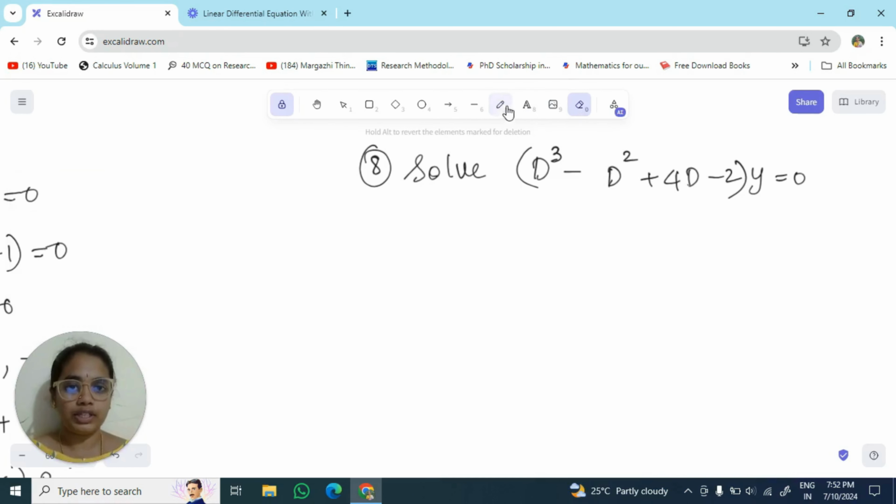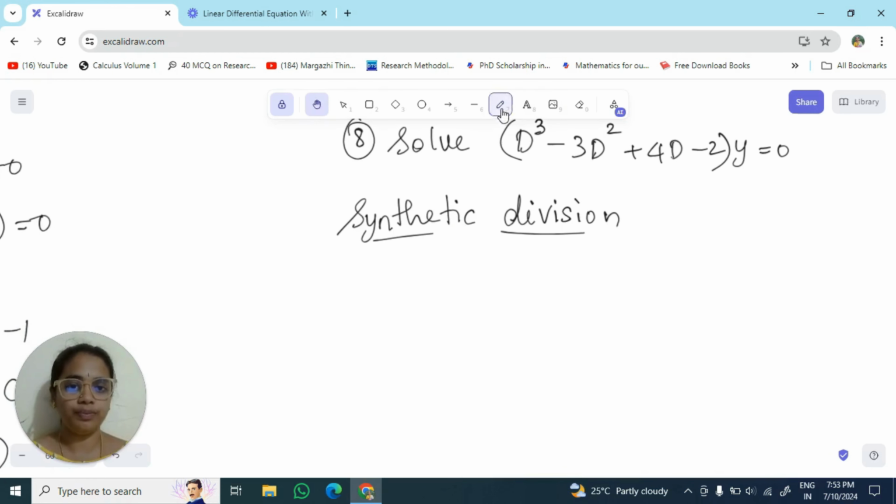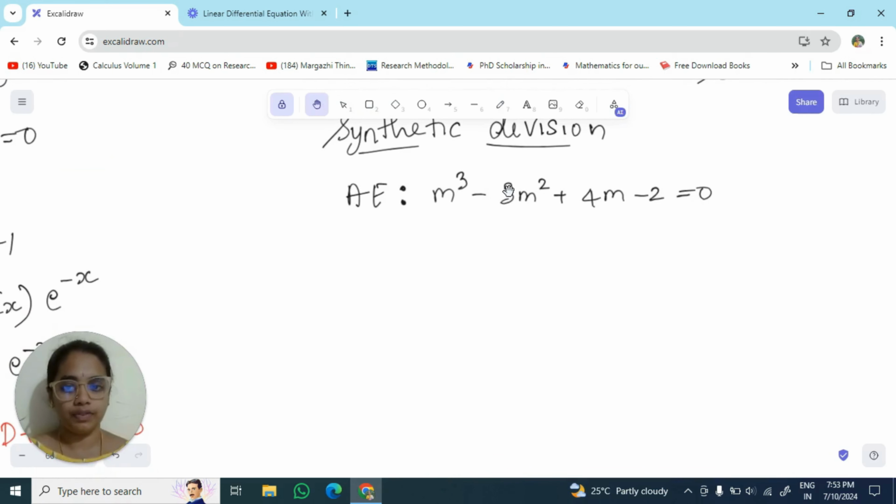So to solve these kind of equations, we have something called the synthetic division method, to find the roots of the equation. Now to start with synthetic division, we first have to randomly give values to this equation. Let me write down the auxiliary equation, that is m cube minus 3m square plus 4m minus 2 is equal to 0. Now start giving values.